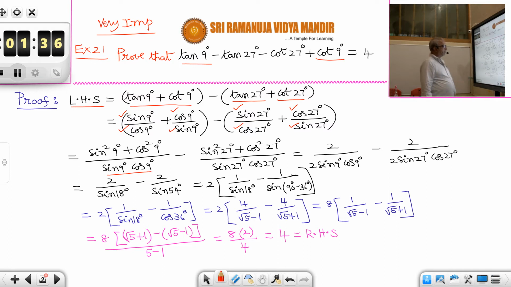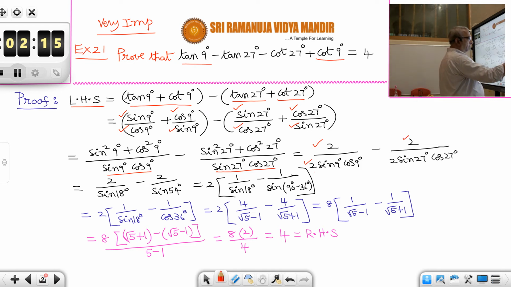Numerator, of course, you get sin square 9 degrees plus cos square 9 degrees, which is equal to 1. Minus second bracket, sin 27 cos 27 degrees, that is the LCM. In the numerator, sin square 27 plus cos square 27 becomes 1. Okay, so next step I will multiply both numerator and denominator by 2. Because denominator sin theta cos theta is there, if you give 2, sin theta cos theta will become sin 2 theta. So, I have multiplied both numerator and denominator by 2.